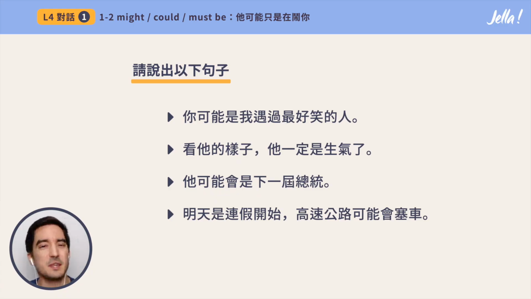So the difference is very small. It's almost the same. But sometimes, depending on the feeling of the words, you could choose could instead of might, okay? The meaning is almost the same. The feeling is a little bit different, okay? So he could be the next president. So keep it simple. The next president.